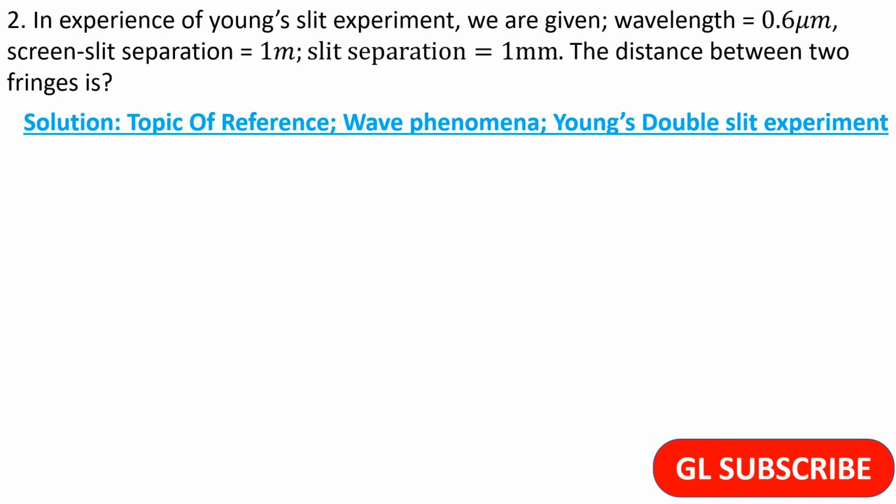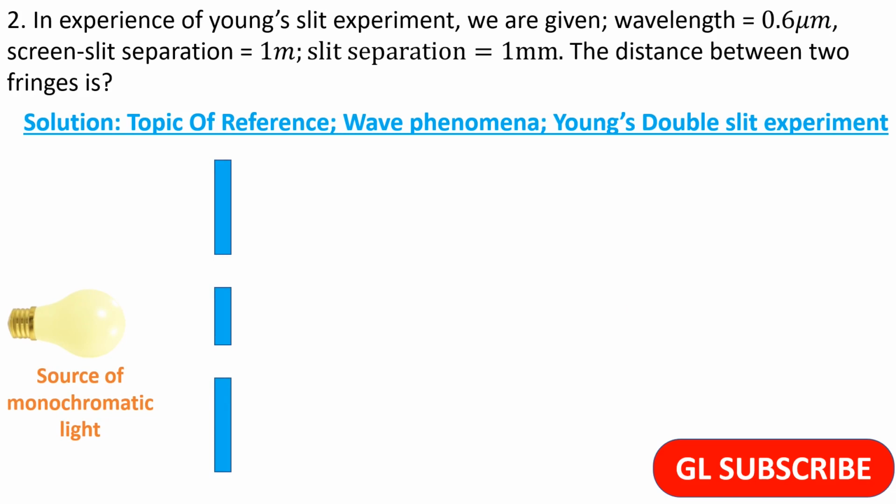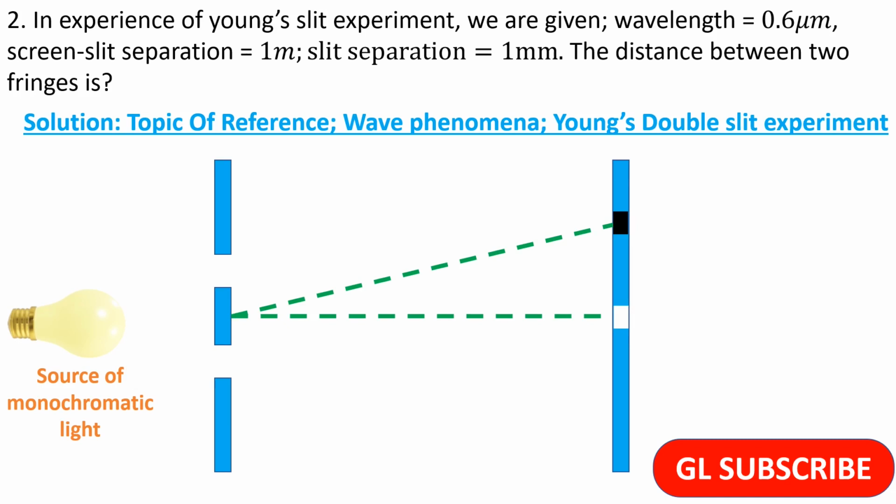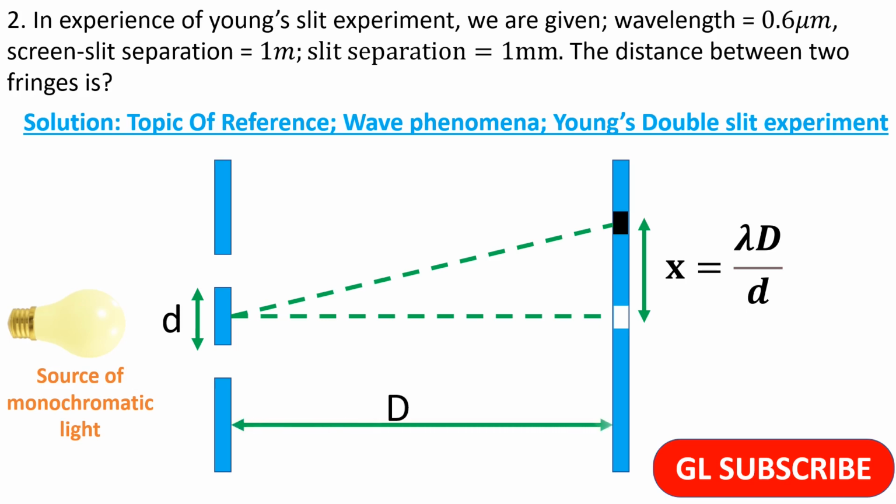As I've always said, when given any question, it's important for you to recall the topic of reference. This question is drawn from wave phenomena, particularly Young's double slit experiment. If you have a monochromatic light source placed in front of a double slit, and a screen placed at some distance away from the slit, then a system of dark and bright fringes will be formed on the screen, such that the distance between the two fringes will be equal to x and will be equal to lambda, which is the wavelength of the monochromatic light source, times capital D on little d, where little d is the slit separation and capital D is the screen slit separation.